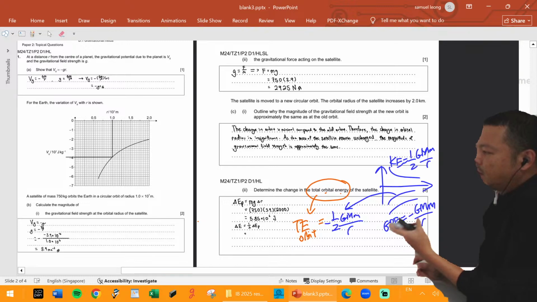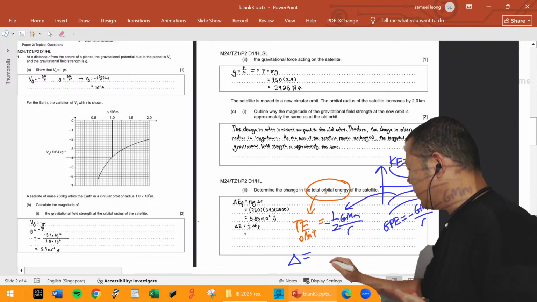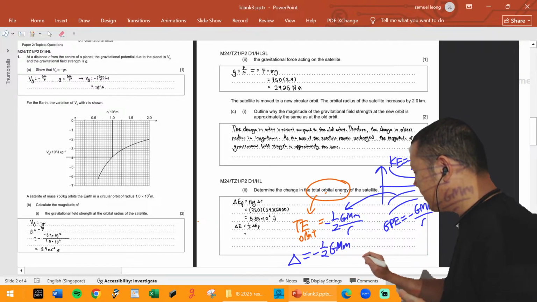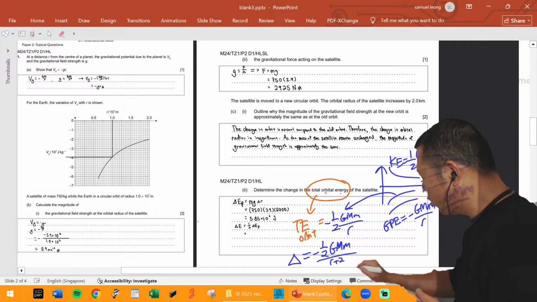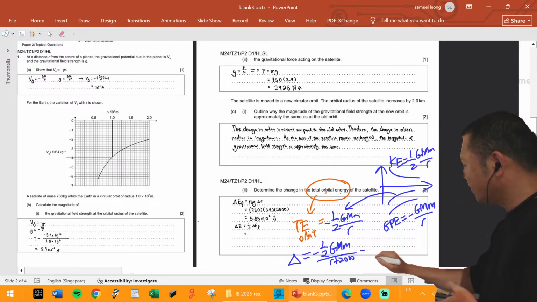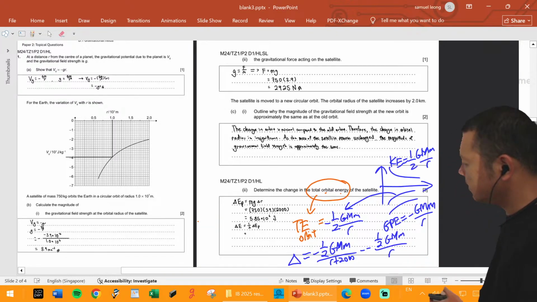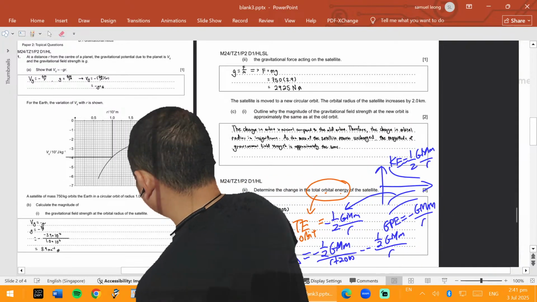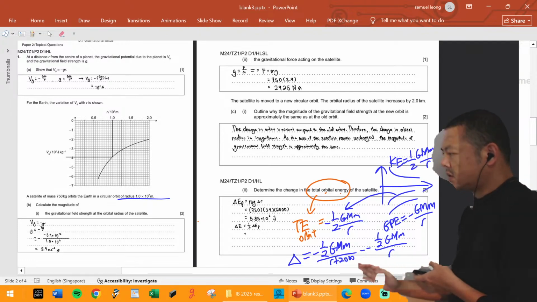So if you ask me to find the change in the total energy, I'll just find the change, being negative half GMm over, with final minus initial. So r plus 2 km, 2 km is 2000 meters, minus half GMm over r. Do you have the r? Yeah, you have the r. So I'll just work this out.